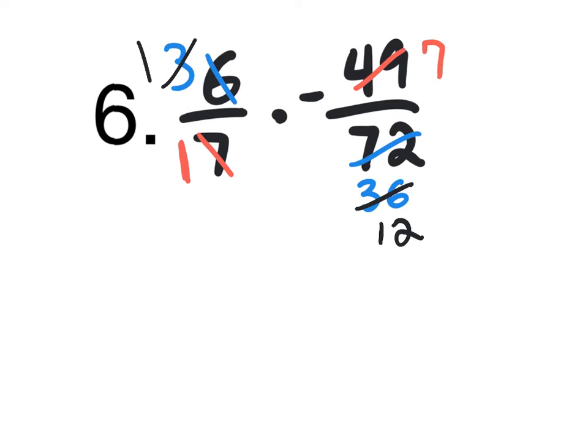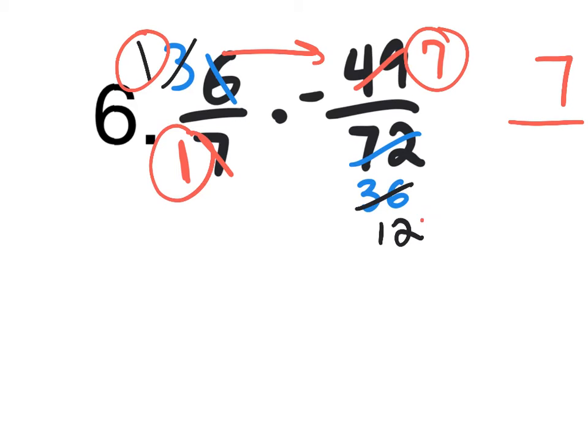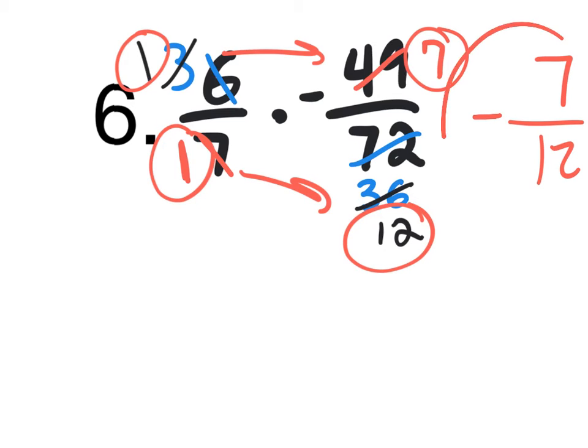Okay, so now what do we have here? We have 1 times 7, that's 7. And then we have 1 times 12, that's 12, so 7/12. But we had a positive fraction to start with times a negative fraction. What's our answer going to be? Negative. So negative 7/12 is the answer to that one.